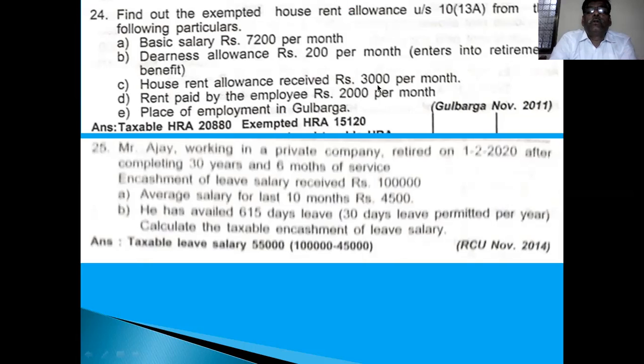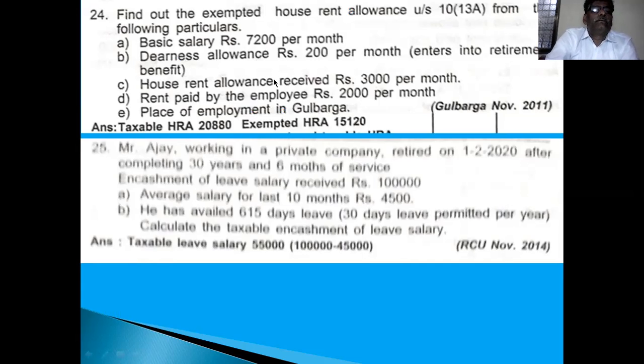House rent allowance received is 3,000 per month and rent paid by the employee is 2,000 per month. This is the example. Then you have to calculate the 3 points. Okay, 3 points. First is actual HRA, 3,000. Rent paid is 2,000 minus 10% of salary. 7,400 into 10% means 740. 2,000 minus 740 is 1,260.